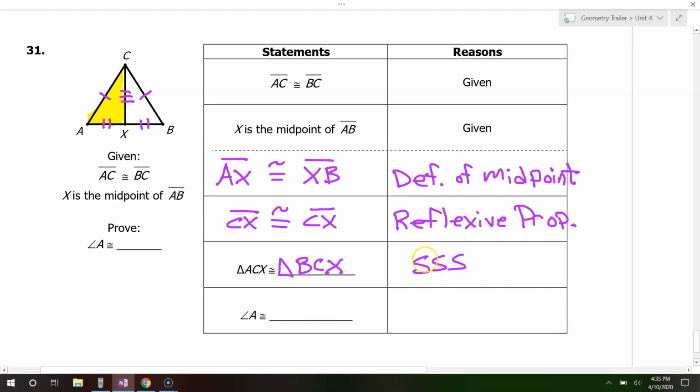Sometimes this is the end of the proof, but in this particular case, they asked us to prove something extra: that angle B is congruent to angle A. Now, you can bet the reason is going to be CPCTC. Corresponding parts of congruent triangles are congruent. Now, I said corresponding parts. Angle A corresponds to angle B. So angle A must be congruent to angle B because corresponding parts of congruent triangles, of course, are congruent.